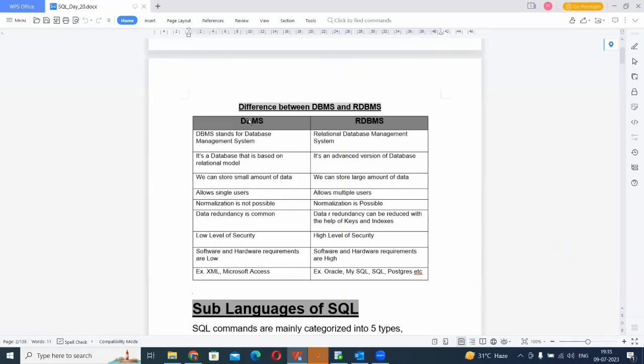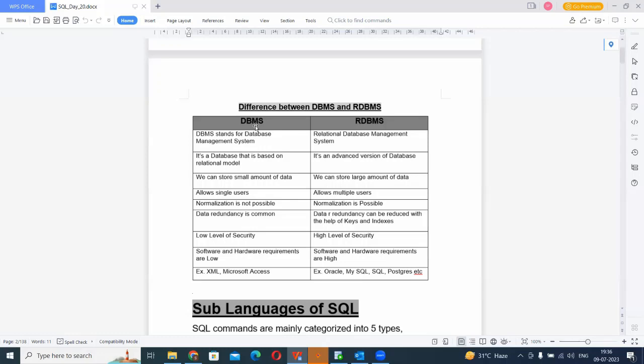So guys, simply DBMS stands for Database Management System, and RDBMS stands for Relational Database Management System. My DBMS is a basic model. Coming to RDBMS, it is an advanced version. In DBMS, as it is a basic model, it provides us only the basic features, so it is used to store only a small amount of data. RDBMS is an advanced version, so it is used to store a large amount of data.